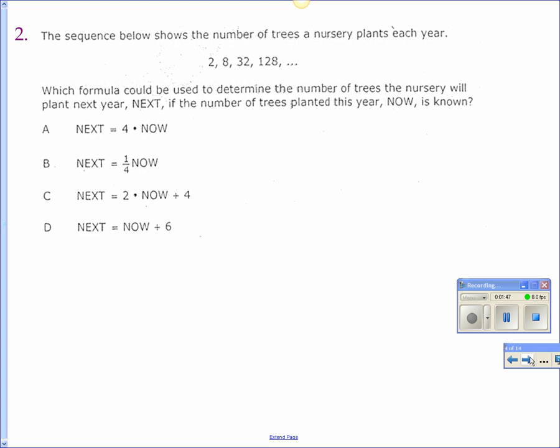Okay, so this time we've got the numbers 2 and 8. Let's just talk about that. What are the 2 ways to get from 2 to 8? There's 2 ways to do it. You could times by 4, or you could add 6. What happens if you add 6 to 8? What do you get? 14. So does adding 6 work every time for the pattern? No. Does timesing by 4 work for the pattern? Yes. Okay. Which answer choice says I'm timesing by 4? A.